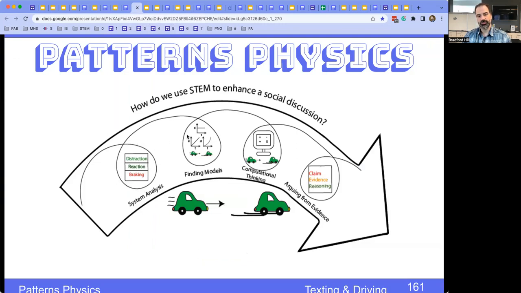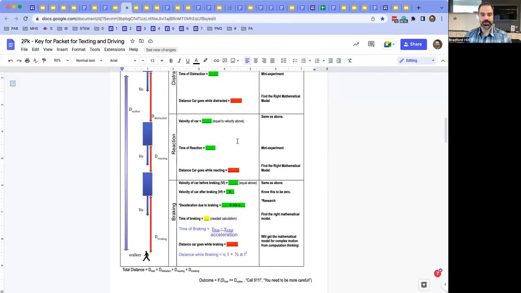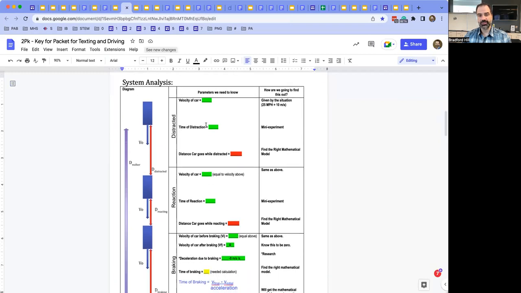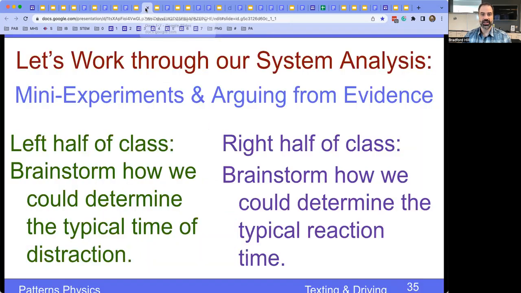And then we're about to move into the need for finding models. And let me just go back and peek. So where we had the velocity of the car, we got that from the video. Time of distraction, we've got to do a mini experiment. And time of reaction, a mini experiment. So let's go and do that.